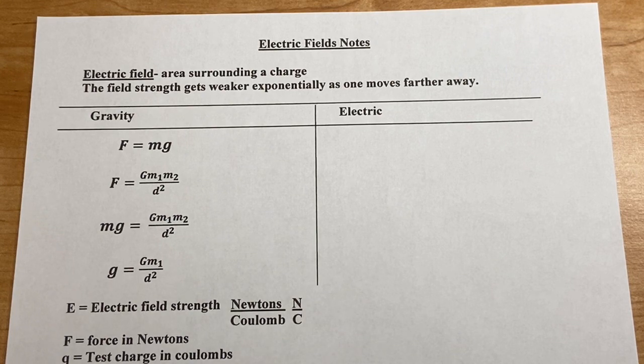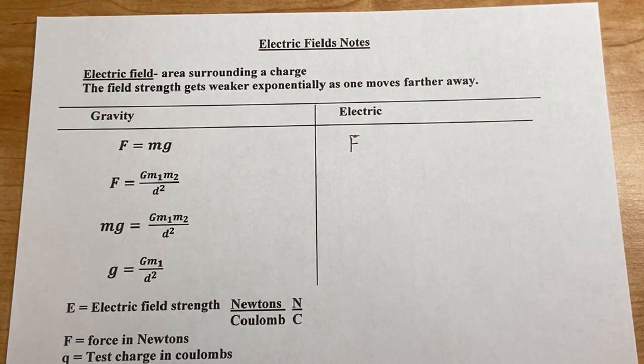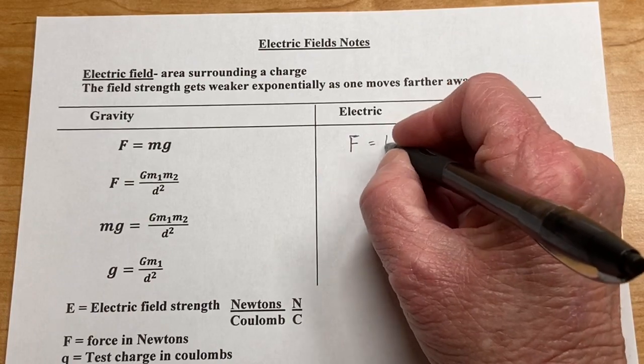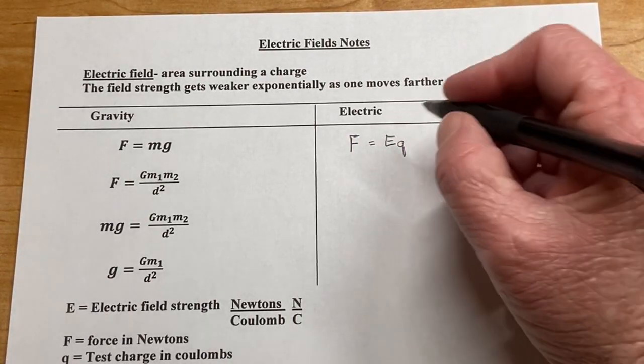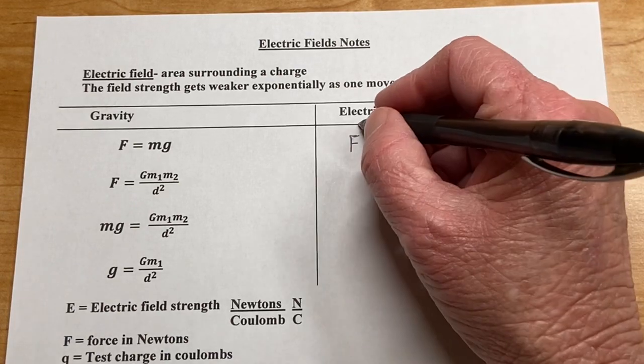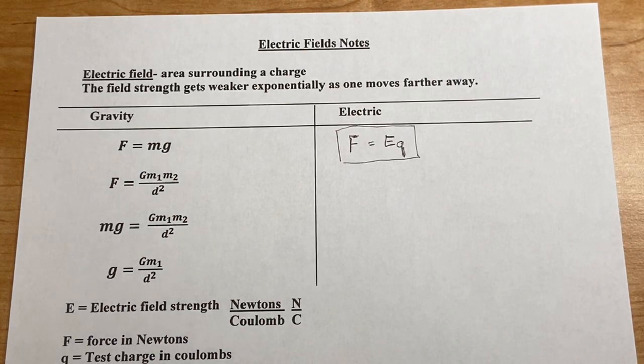So there are some comparisons. In electric fields, the force that would work on a charge is equal to the electric field strength times the value of a charge. And this is generally a small q. I'm going to box this one because we're going to include it on our formula page.